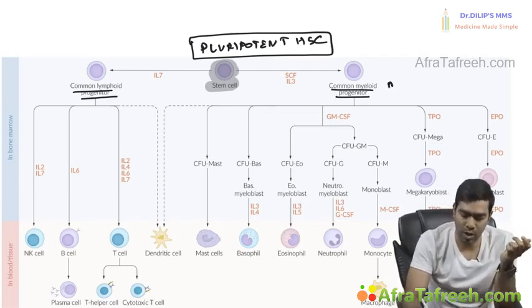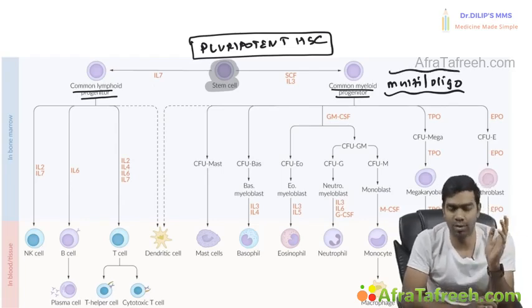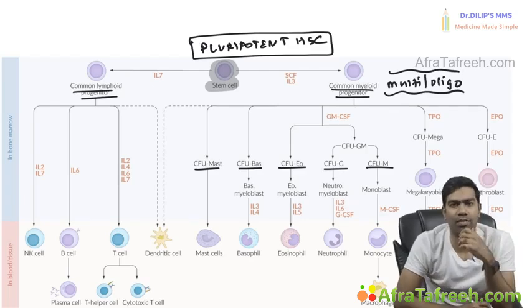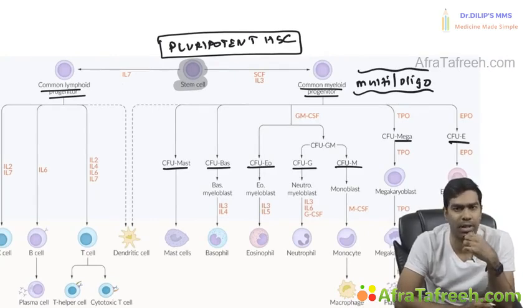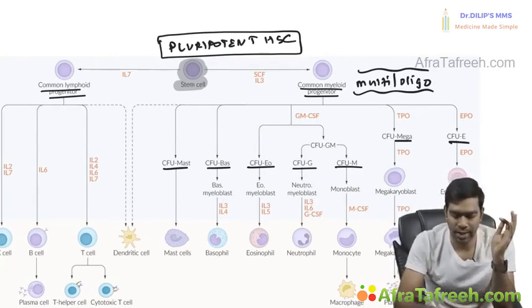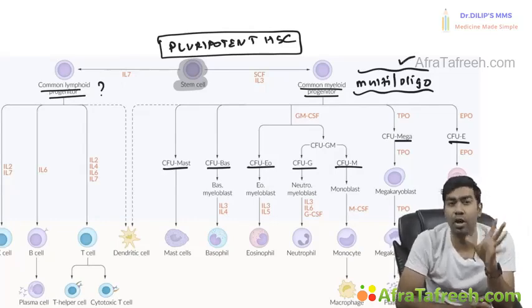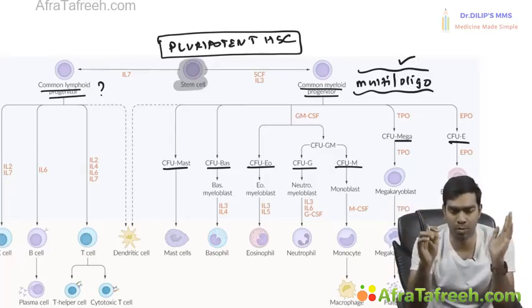You can call this multipotent or oligopotent, because it can give rise to many lineages of cells. For example, mast cells, basophils, eosinophils, granulocytes, monocytes, and even megakaryocyte and erythroid lineages all originate from the myeloid progenitor. But it cannot give rise to the lymphoid lineage, which needs a separate committed stem cell. So this is only multipotent or oligopotent. It is not pluripotent. It cannot give rise to all the cells in the bone marrow.